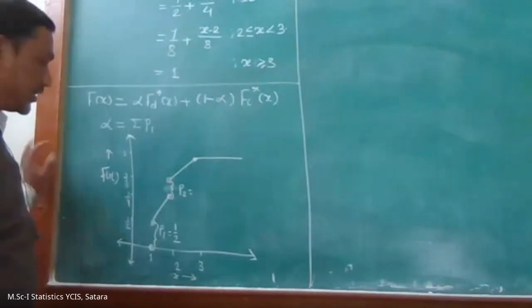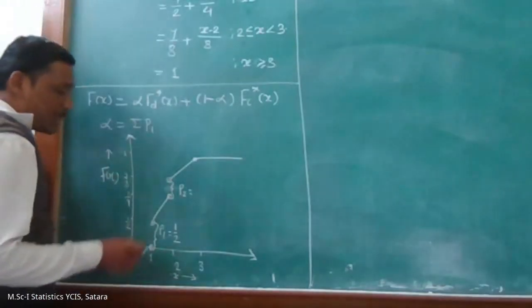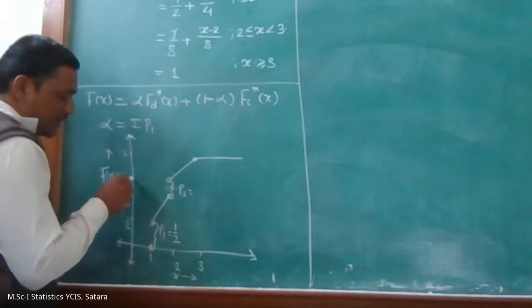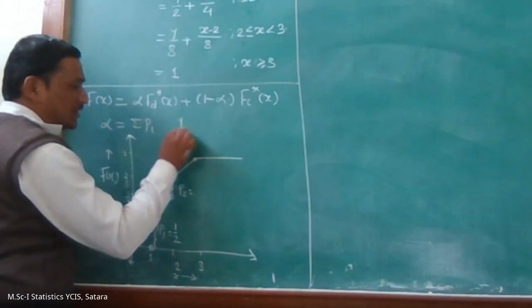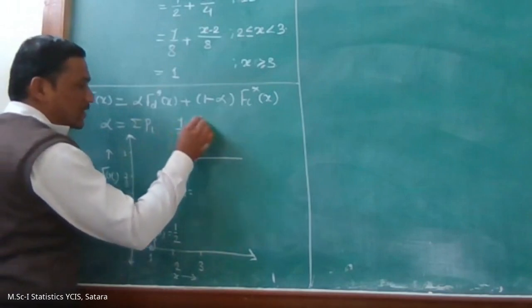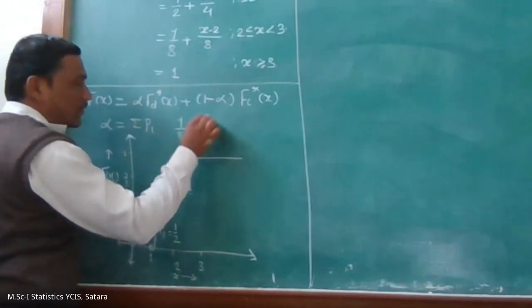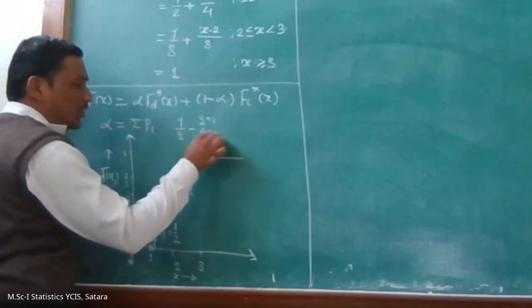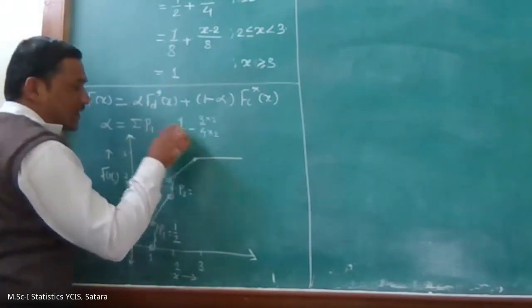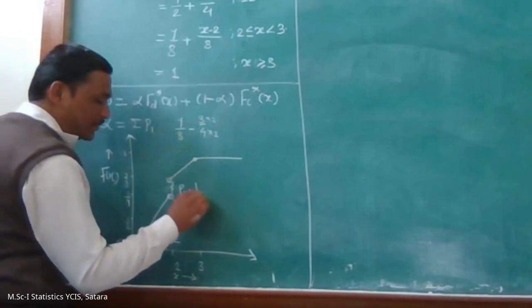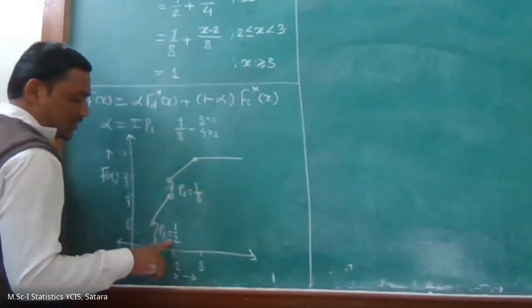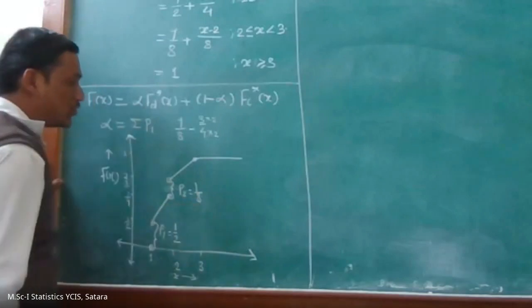P2 is 1/8. Because to obtain the jump point, we take the higher value minus the lower value: 7/8 minus 3/4. If we multiply numerator and denominator by 2, that is 6/8. So (7 minus 6)/8 is 1/8. Therefore, the value of P1 is 1/2 and P2 is 1/8.